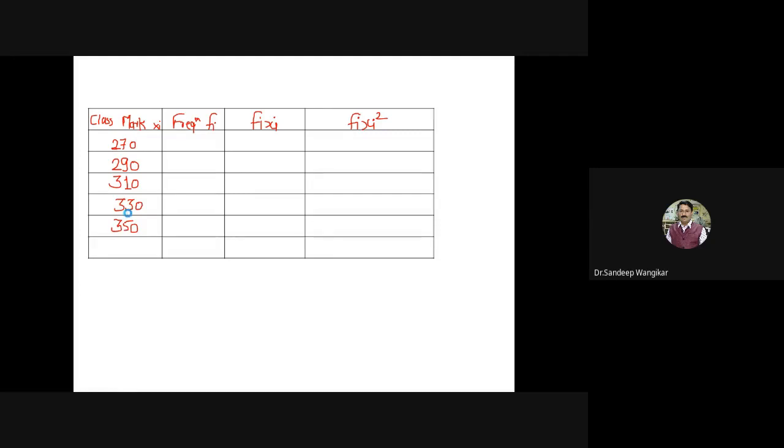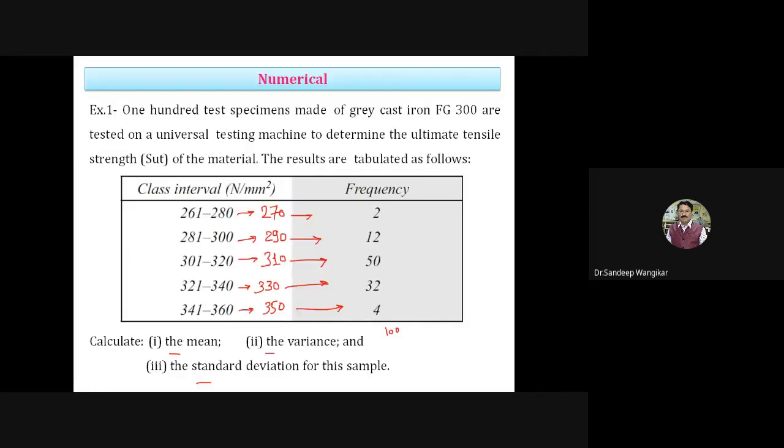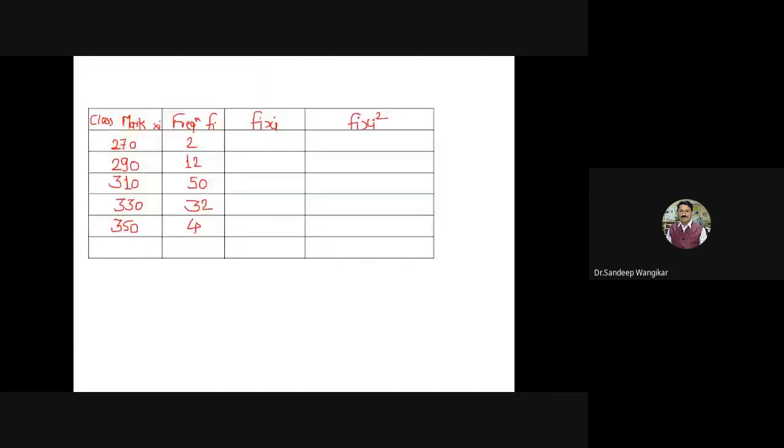Then the frequencies are given as 2, 12, 50, 32 and 4. So I will mention the frequencies here: 2, 12, 50, 32 and 4. I will highlight for you: see here 2, 12, 50, 32, 4. So the same values I have taken, and now I am making the table. The total of xi is not required for me, so I can mark here the total.